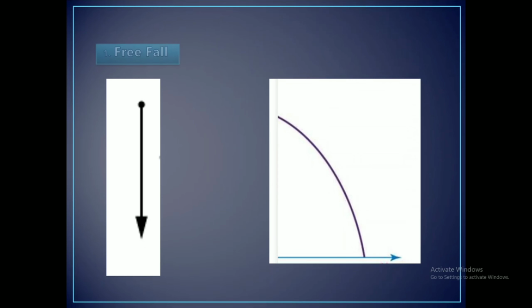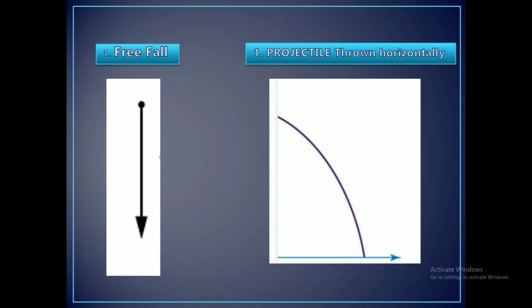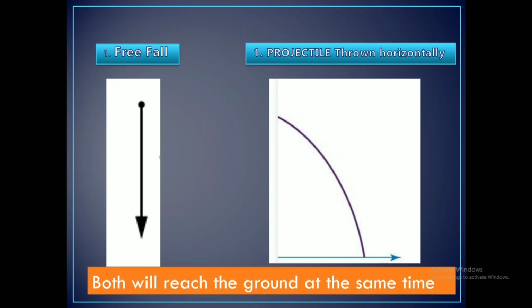In the absence of air resistance, for instance, we have a free-falling body and a projectile thrown horizontally. Both of them are dropped simultaneously at the same height. Which do you think will reach the ground first? The answer is, both of them will reach the ground at the same time, simply because in projectile motion, the vertical and horizontal components are treated independently.